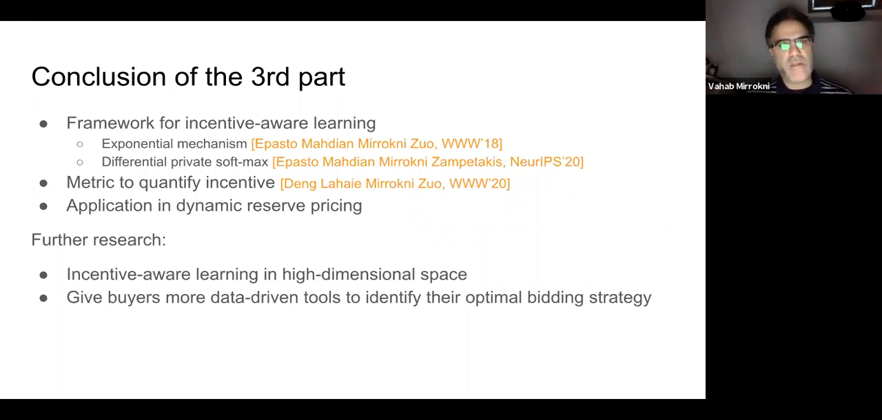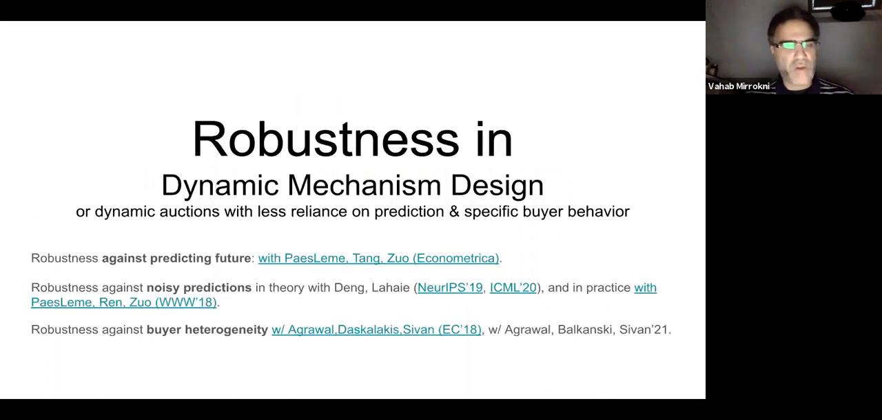That's the third part. I'm almost out of time. If I take the liberty and say we started 5 minutes late, I'm going to give a very brief overview of the fourth part, which is robustness in dynamic mechanism design. Here the setting is the most complicated. We are talking about not static mechanisms, but dynamic mechanisms, where your action, your price and your allocation in this stage may depend on the action and the allocation in other stages of this repeated interaction.